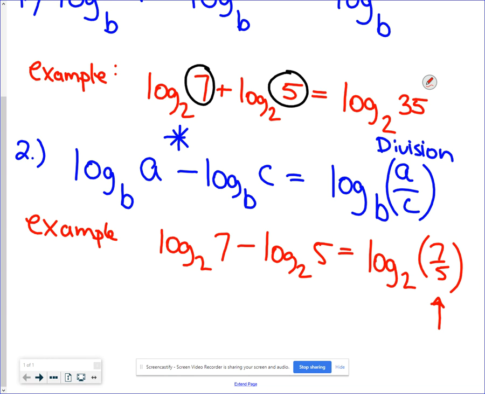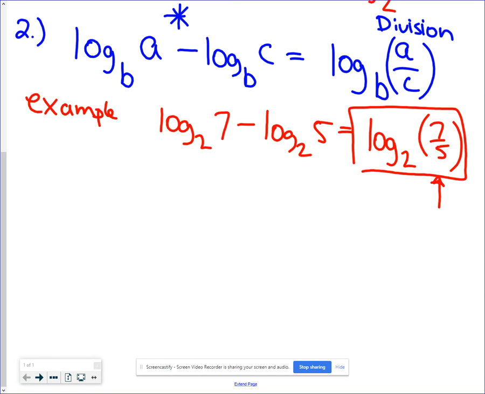Okay? 7 divided by 5 can't be reduced. If your fraction can be reduced, I want you to reduce it. If it can't be reduced, just leave it as a fraction. Don't rewrite it as a mixed number. Just leave it as an improper fraction. So my answer is just log base 2 of 7/5. And then we've got one more rule. Rule number 3.